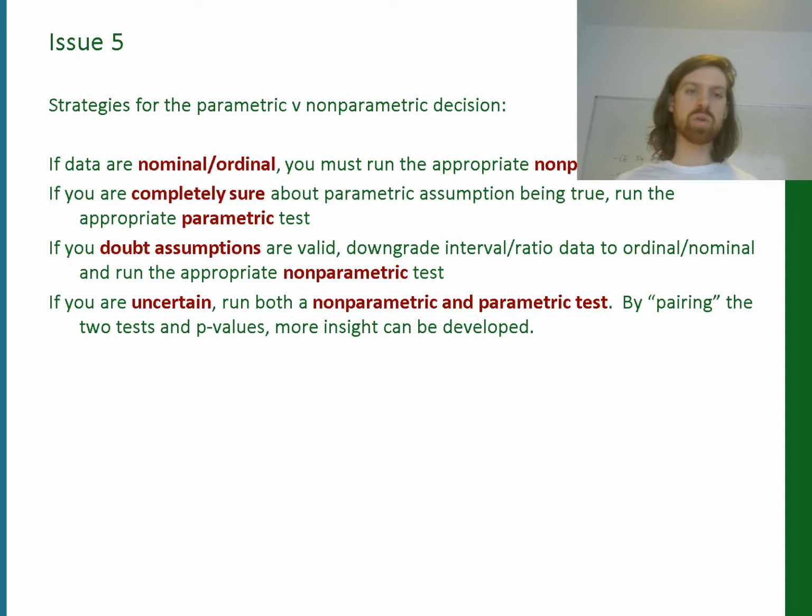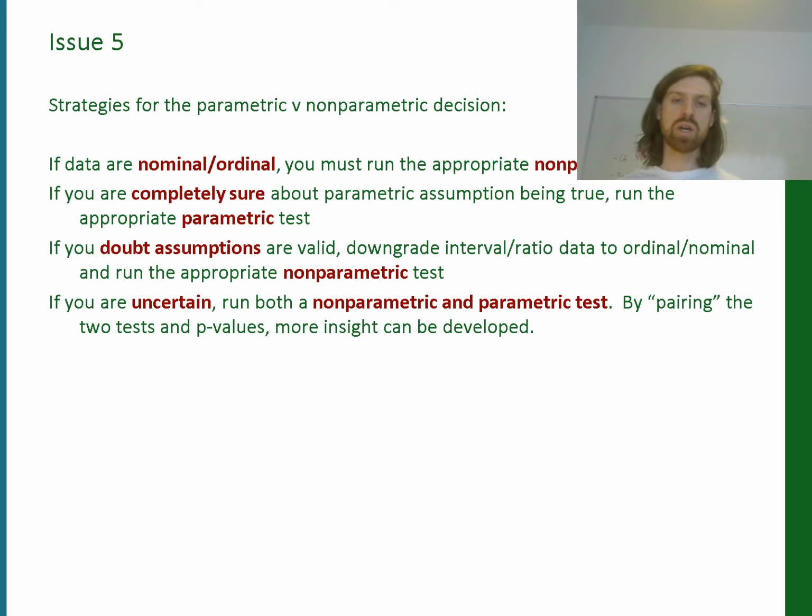But if you're in doubt, then one thing you may want to do is downgrade your interval or ratio data so that it becomes ordinal or nominal. Remember, we've covered these data types earlier on in the class. So nominal is categories, ordinal is basically categories where you've got a certain ordering within them, so a kind of hierarchy, and then your interval or ratio data is your classic continuous data forms, okay? But you could downgrade them into categories, okay?